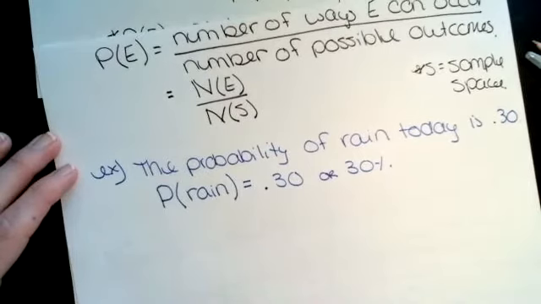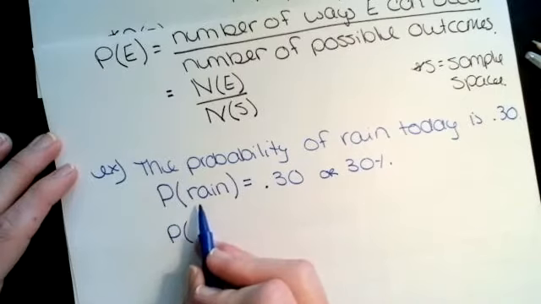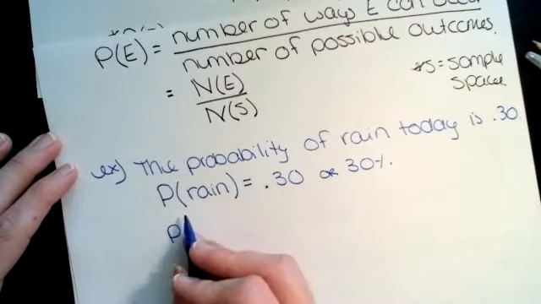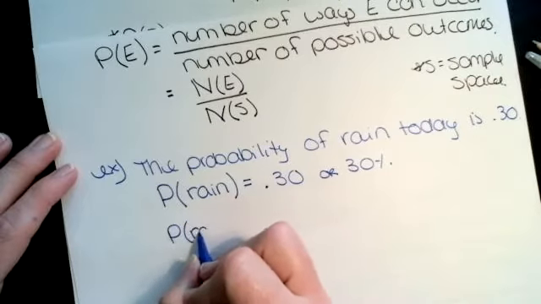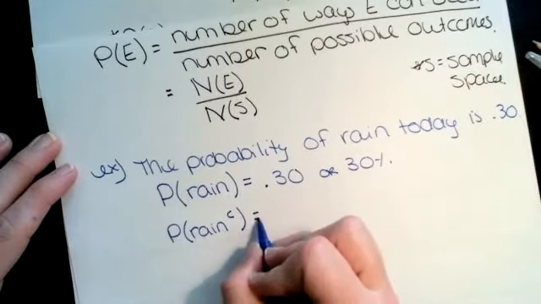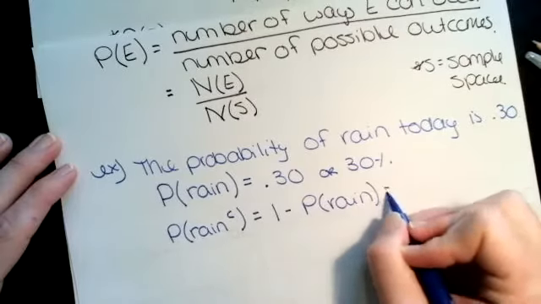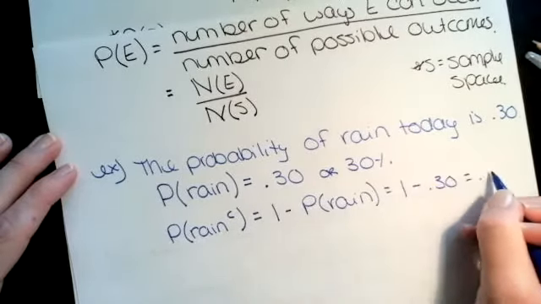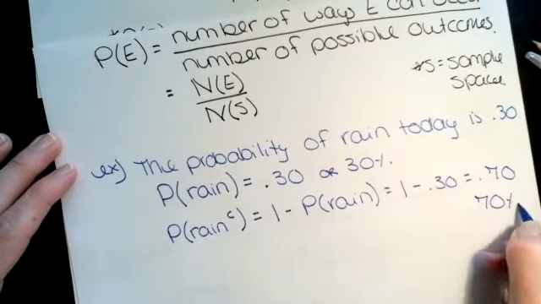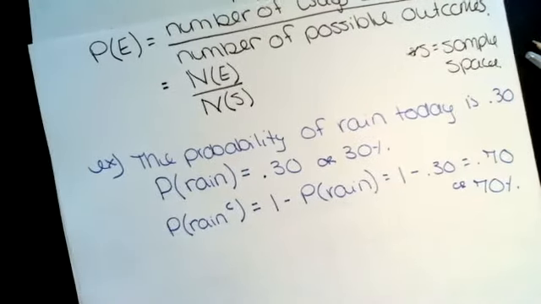What if I want to know the complement? So I want to know the probability that it's not going to rain. Since I know the probability of rain, I'm not going to do any research. I'm just going to calculate the complement. So I'm going to say rain complement. This means it's not going to rain. So this is going to be 1 minus the probability of rain, which is 1 minus 0.3, which is 0.7 or 70%, right? So that gives us a little practice with some notation.